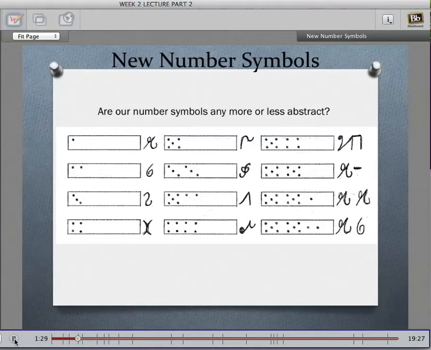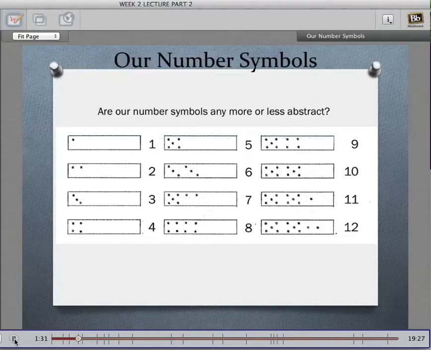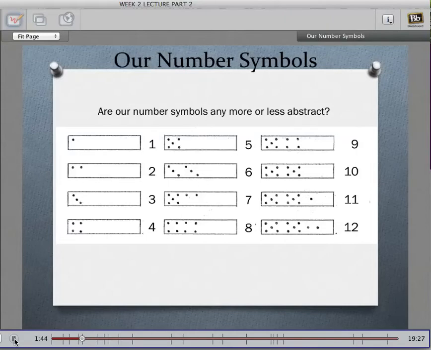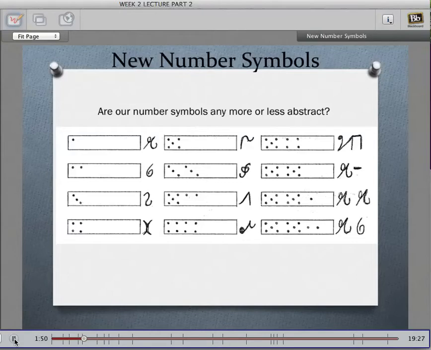Now, just in case you've already forgotten, this is what we're used to. This is what we're going to use. Now, we're not going to do this right now, but I just want you to think about this before we do the activity in class. Are these symbols that we're used to using any more or less abstract than these?